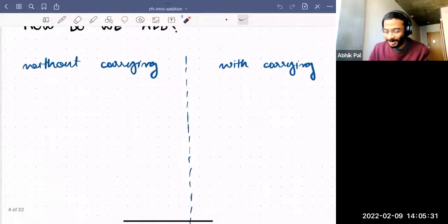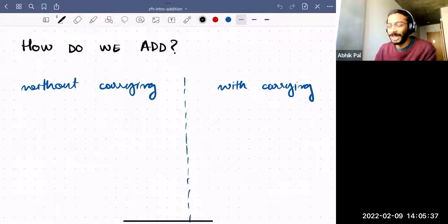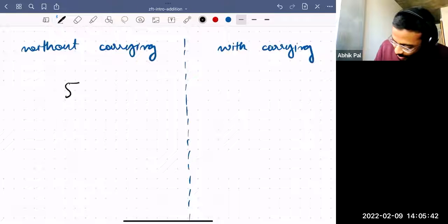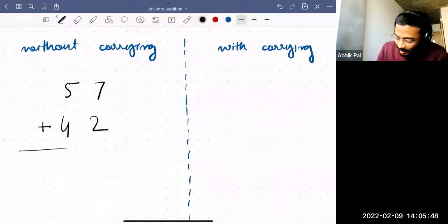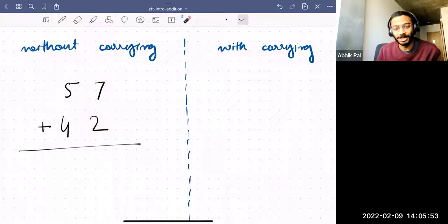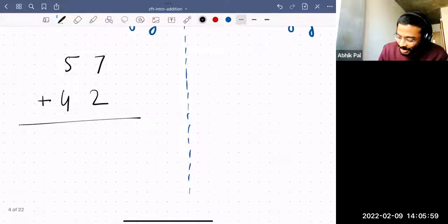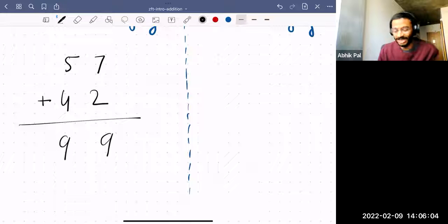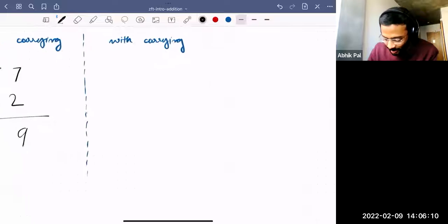I will give some examples of how we add, how we add with carrying, and how we add without carrying. So without carrying, maybe we want to start with our favorite prime number, say 57. And to that, we want to add another number. Here, it's very straightforward, because I just need to add the units digit to the units digit, and the tens digit to the tens digit. If I add the units digit to the units digit, I get a 9. And if I add the tens digit to the tens digit, I also get a 9. So this was easy. This was very uncomplicated when I first learned it.